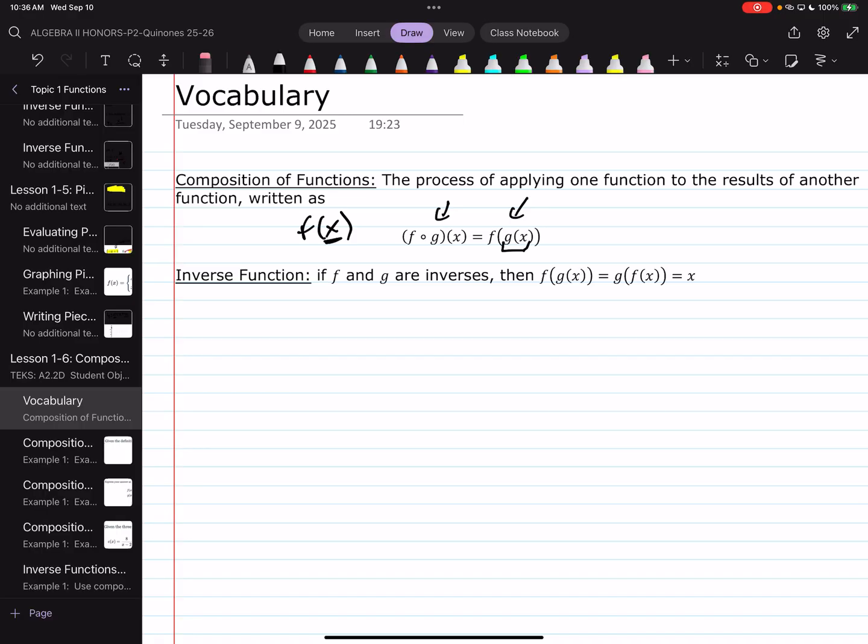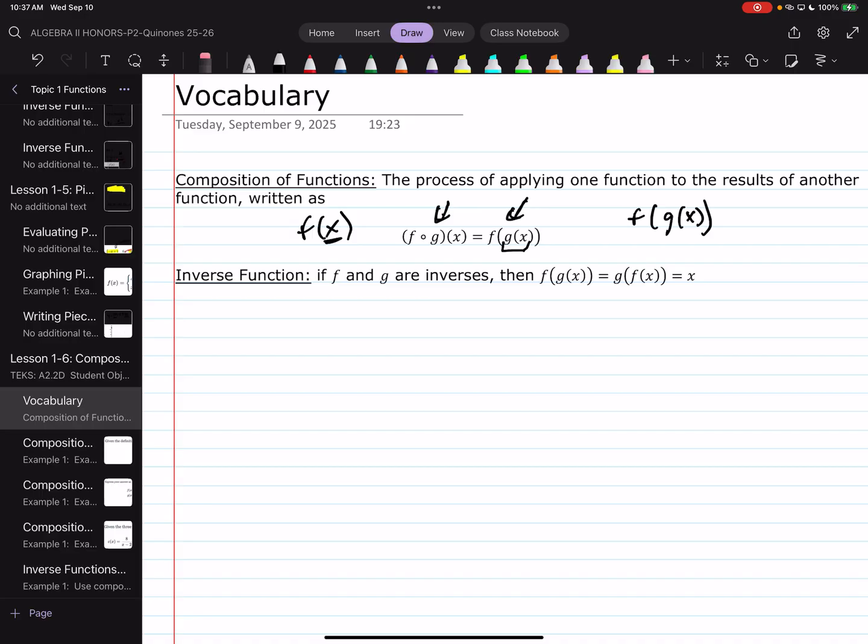So really what we're doing is, in the f function, every time we see an input or the x, we're going to substitute it with our equation g of x. And we're going to have practice with that, but that's the essence of what we are talking about. No matter what you're given, if you're given this or you're given this, they mean the same thing.